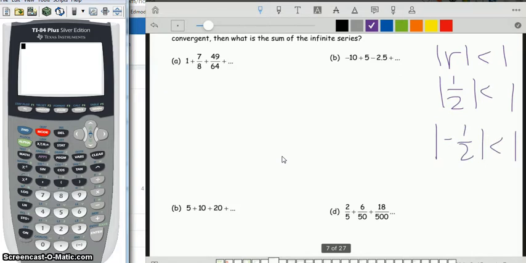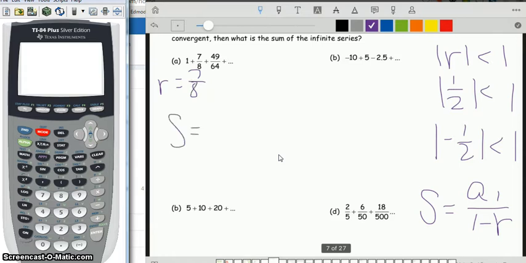So all I'm doing is right minus left to see if it's arithmetic, or right divided by left to see if it's geometric. If it's geometric, then I'm trying to find the sum. If I'm trying to find the infinite sum of the infinite series, the formula is S equals a sub 1 over 1 minus r. A sub 1 is the first term, and r is the constant term that you get there. So for letter A, if I do right divided by left, I get that r is 7 over 8. So my sum is going to be the first term divided by 1 minus r.